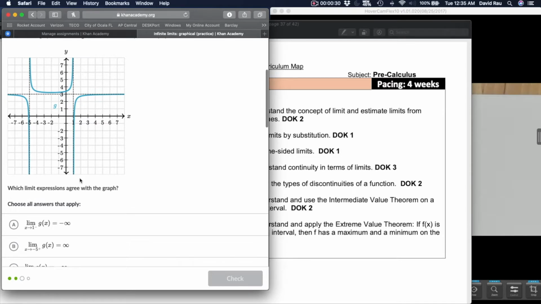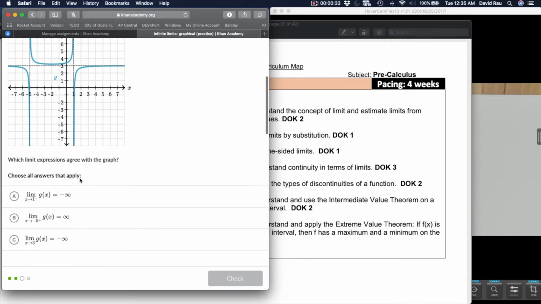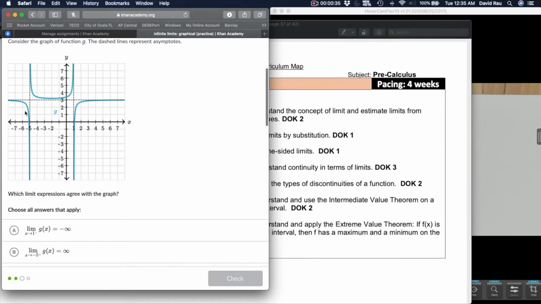So make sure you remember your notation. I'll talk through it, but hopefully this assignment goes by pretty quick. So we have this graph here that clearly has some horizontal and vertical asymptotes. Let's see what goes on here.